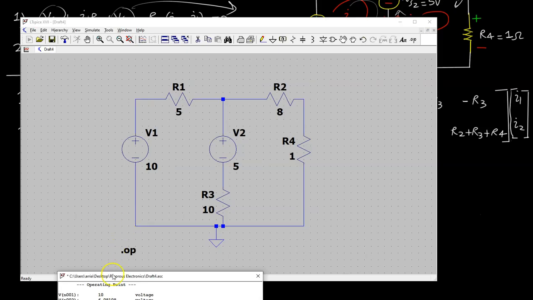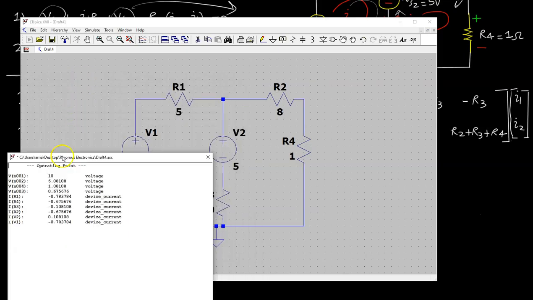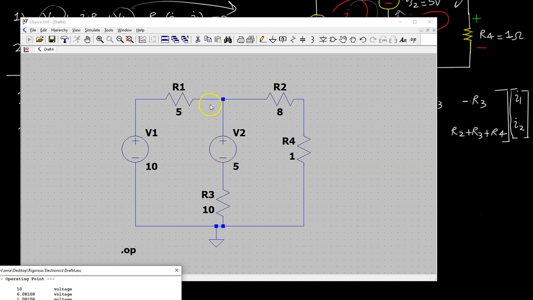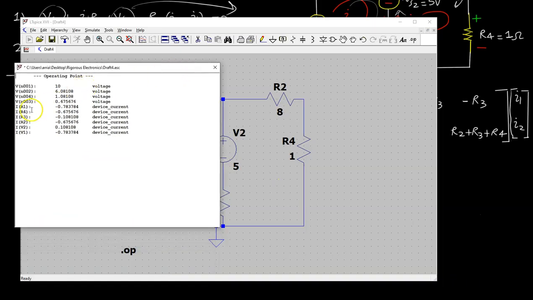So I've gone ahead and simulated it, and what we want to pay attention to is the current through R1 and the current through R4, which are the mesh currents I1 and I2. Looking at R1, we can see we have a negative 0.783, and for R4 we have a negative 0.675. Now the magnitudes are correct, but the sign is negative.